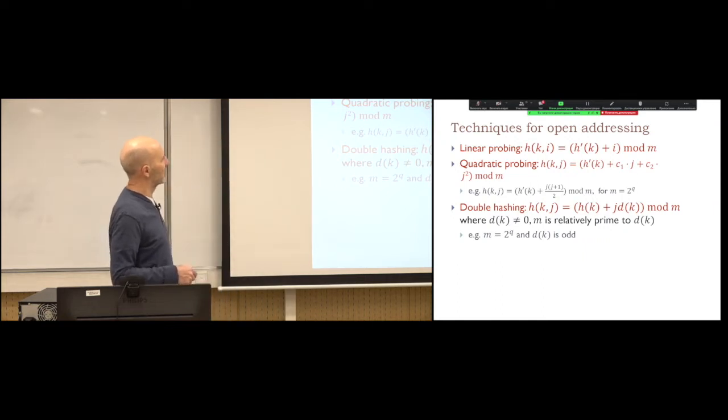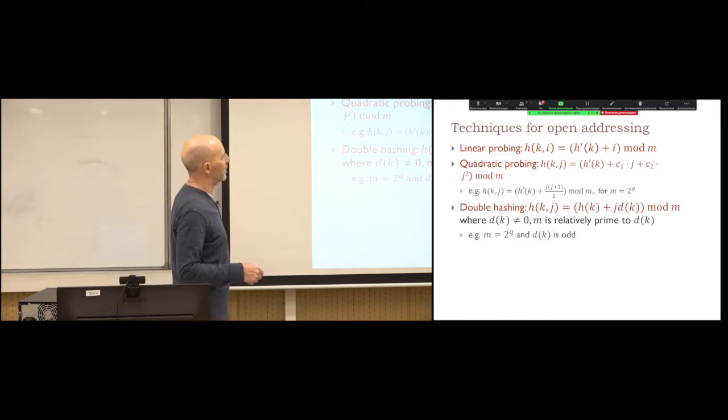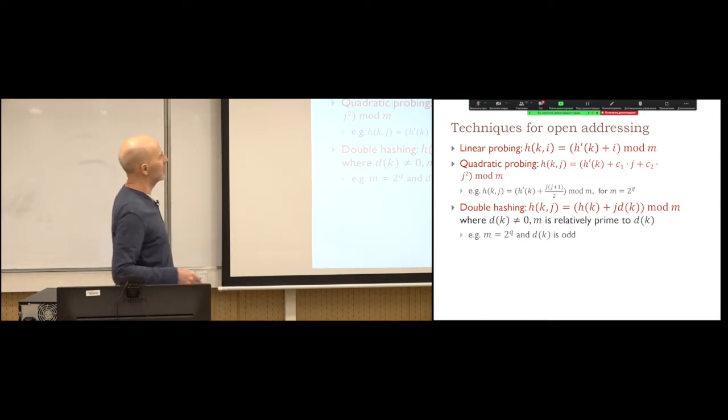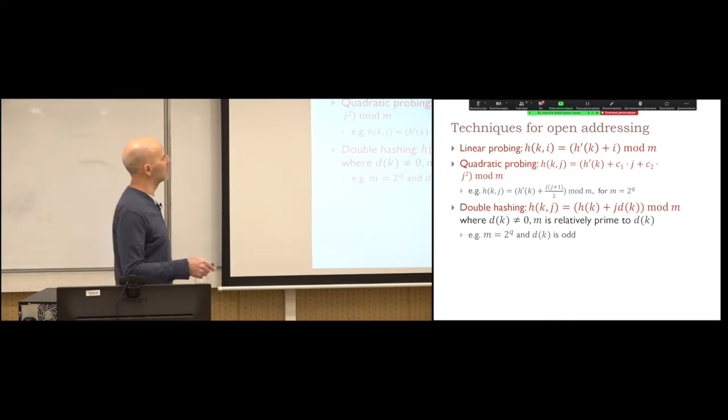And there is double hashing, where we have two hash functions, one hash function for the primary location, for the primary bucket, and the second hash function for the shift. So the shift is defined by another hash function. These are again some standard ways of implementing open addressing.